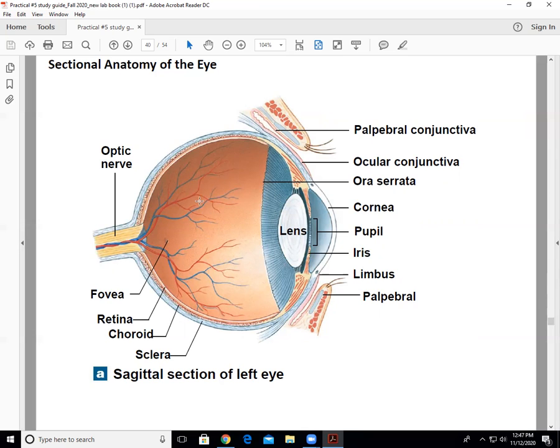Now in the back of the eye, the posterior cavity, you've got the sclera, again the whites of the eyes. The next deeper layer is the choroid. The next deeper layer is the retina.